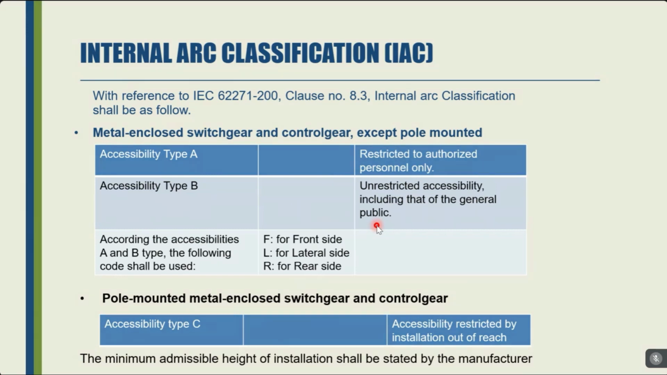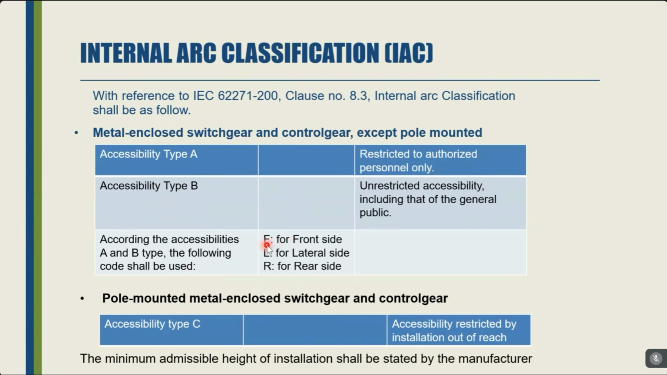For example, some HT switchgear may be installed beside the road, very near to the road. Many times animals or human beings may unintentionally get close to or interfere with the HT switchgear. Those will be part of accessibility type B, whereas those installed in a switchgear or substation room with restricted access fall under the category of accessibility type A. So according to accessibilities A and B, the following codes are used for internal arc classifications.